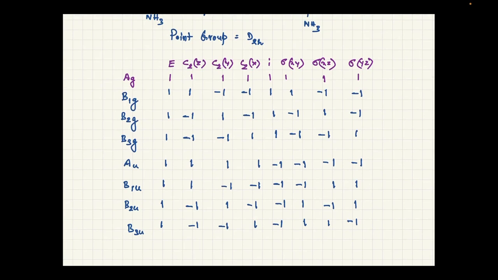Now we have to write down the corresponding basis. So this is z, y, x, and this is Rz, Ry, Rx. Then this is x squared plus y squared plus z squared, and then this will be xy, xz, and yz.